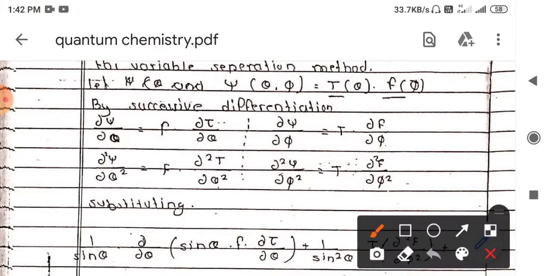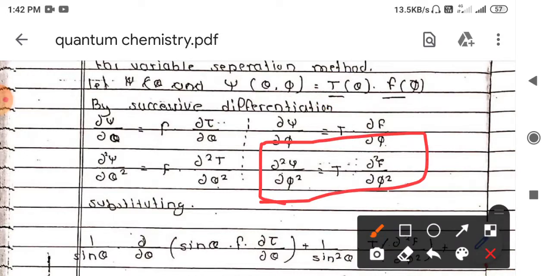So by successive differentiation we get d²ψ. We'll differentiate this function with respect to theta first, and again we'll differentiate the same function with respect to phi. So we get two different equations: d²ψ upon dtheta square is equal to F into d²T upon dtheta square, because if we differentiate with respect to theta, the F function is treated as a constant. And if we differentiate with respect to phi, the T or theta equation comes out to be the constant, so we take it as it is.